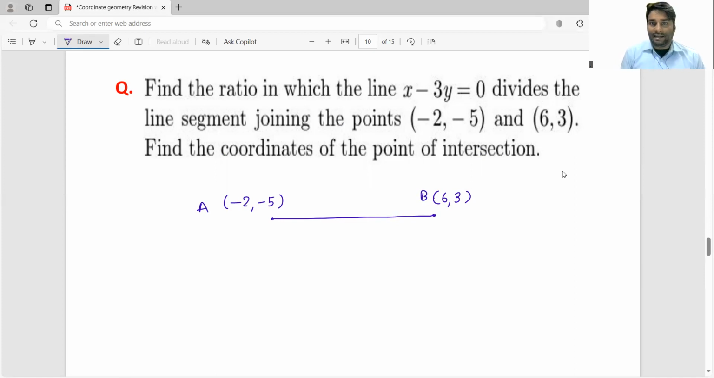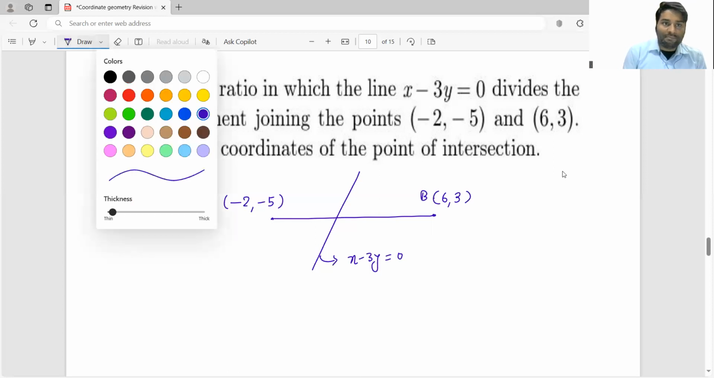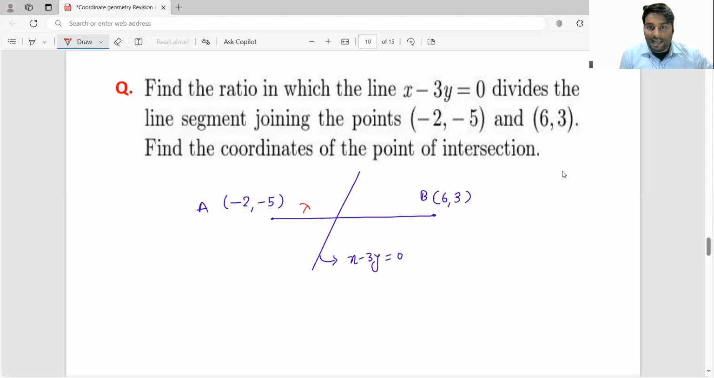Now, one line is there, x minus 3y is equal to 0. Suppose the line will be like this. So we have to find in which ratio this line is dividing this line segment. Here, I'm just assuming that this line is dividing this line segment in the ratio lambda to 1. So we can easily find this point P using the section formula. This is M, this is N. Suppose this P is (alpha, beta).